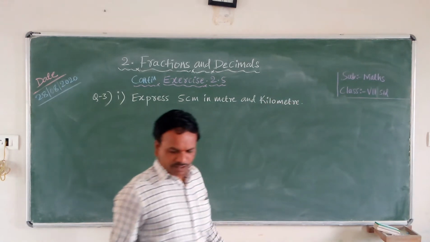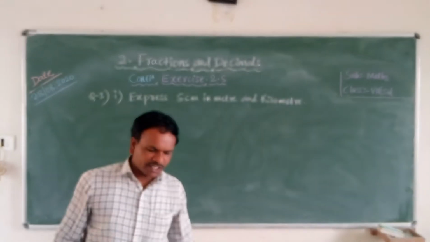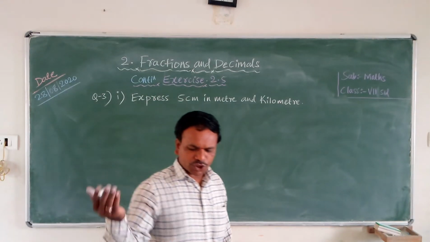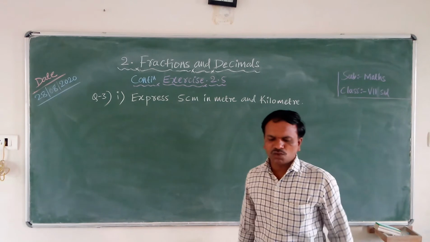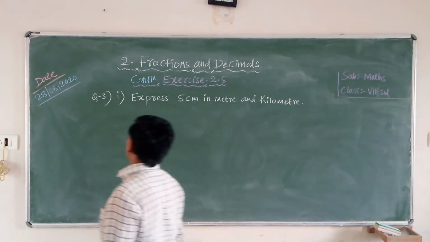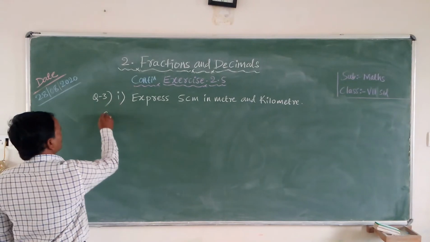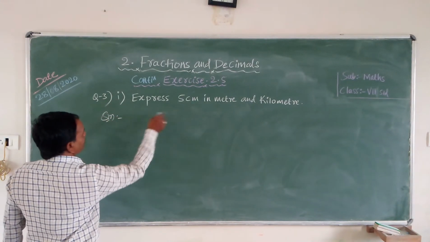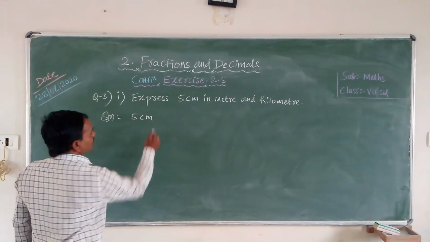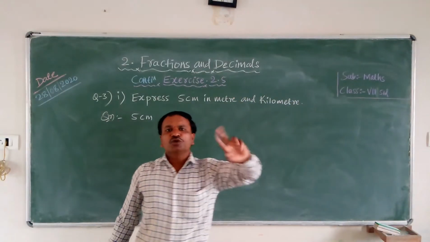So how to do this one? Express 5 centimeter converted into meter and kilometer. How to do this one is very important, my dear students. Third question, question number three. This is Sulochana. So what is given? 5 centimeter converted into meter and kilometer. Both you have to do.